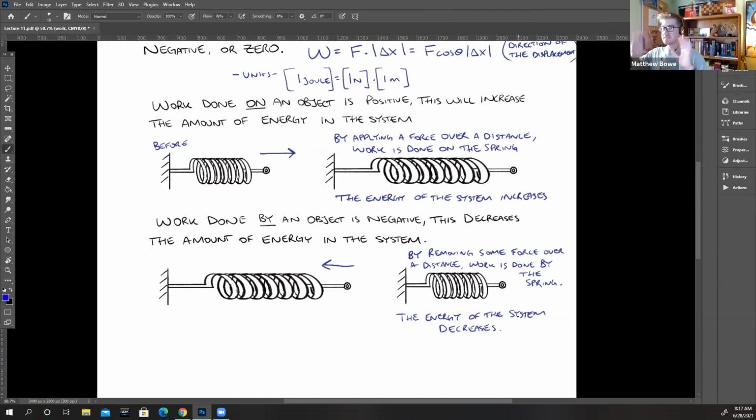So that means it's giving away some of its energy. It's applying work on its surroundings, so it's getting rid of its energy.